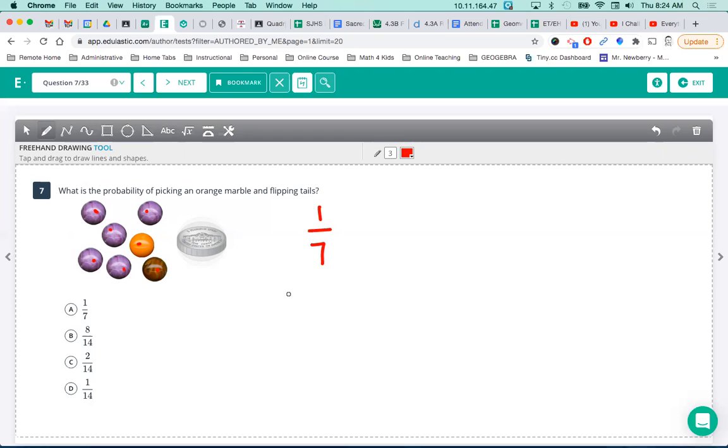Again, this is the same idea we did before. I should have put this down here first, but there are 2 different things we're picking. So we're going to put the probability of the orange right here, 1/7, and the probability of flipping tails over here, which is 1/2. And if we multiply those together, it should give us the probability of both things happening. 1 times 1 is 1. 7 times 2 is 14. I don't think this writing tool is good. 1/14. D is our choice for that one. Okay? And that's number 7.